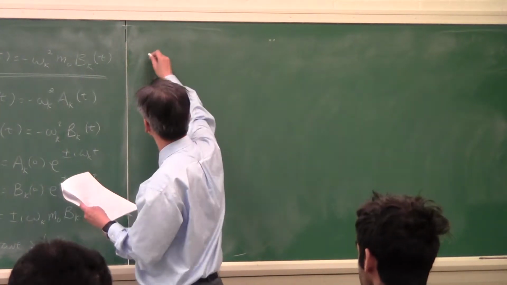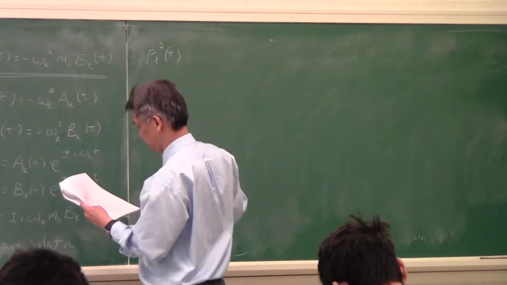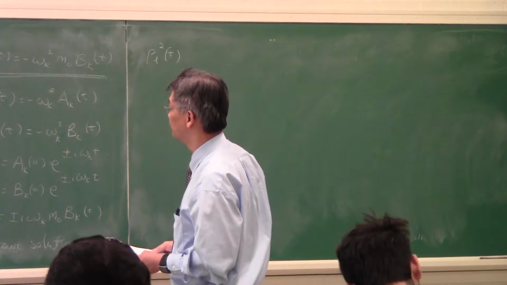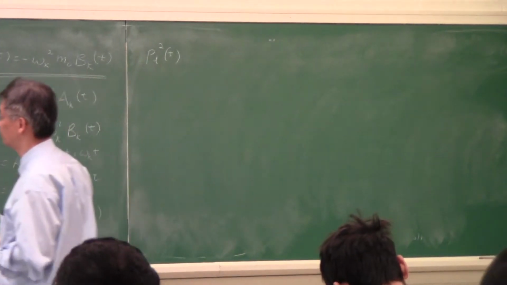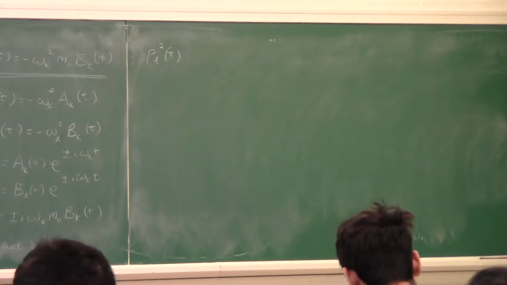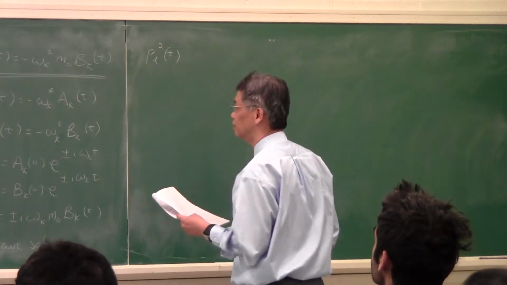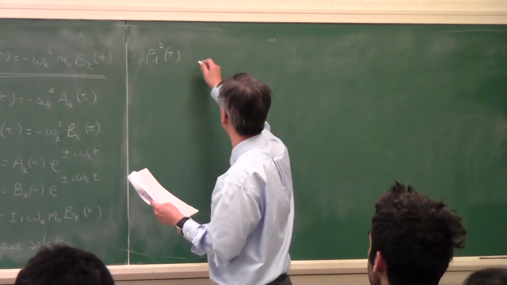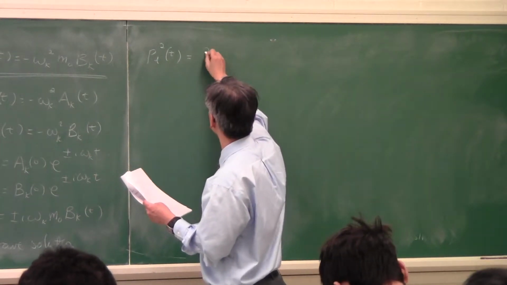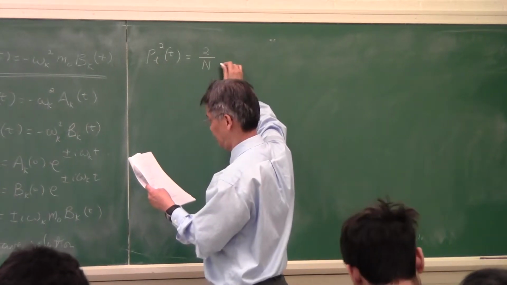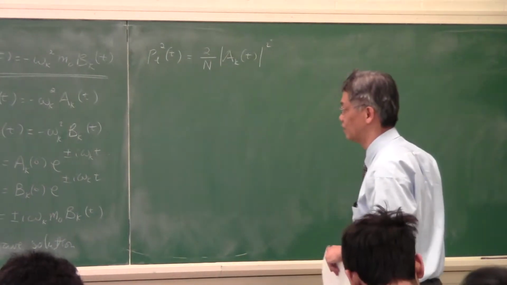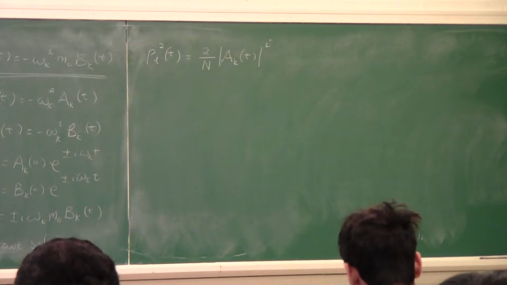If I plug this in, I will get P_L squared(t) is equal to the square of this function. I take this thing and square it. I will get the first term squared, I get 2 over N magnitude of A_K(t) squared. The reason why I get two terms is because I have a complex conjugation involved.